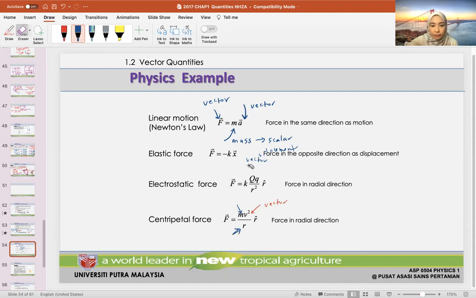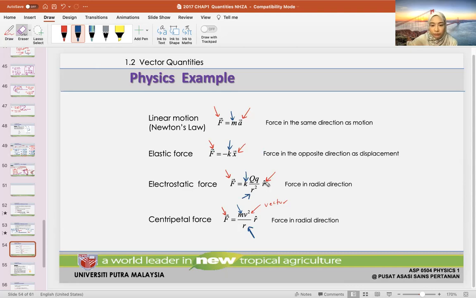What different colors. Okay, so this is vector. Mana vector? This is vector. This is vector. And any vector dia, this is vector. Get a vector. Get a vector. Okay. Ni scalar. This is scalar. This is also, mana scalar? Scalar.